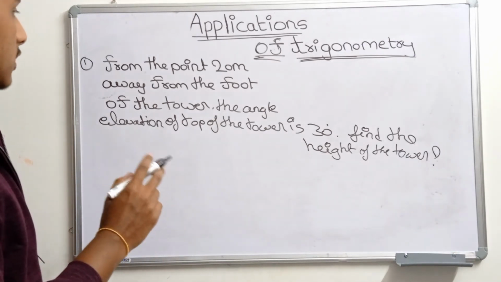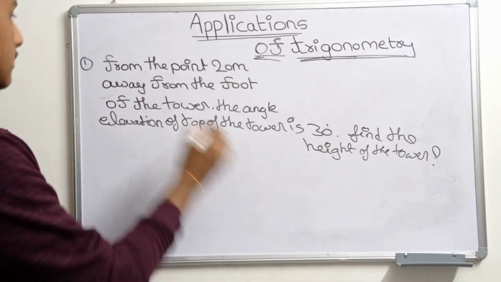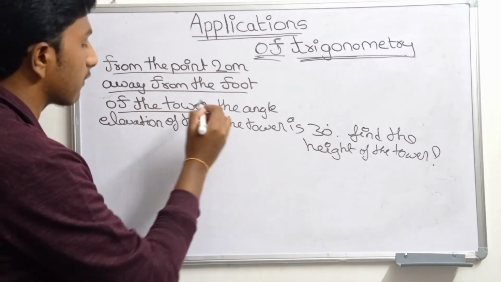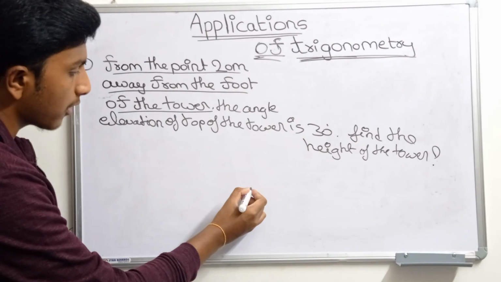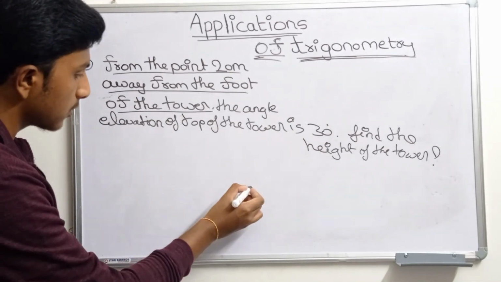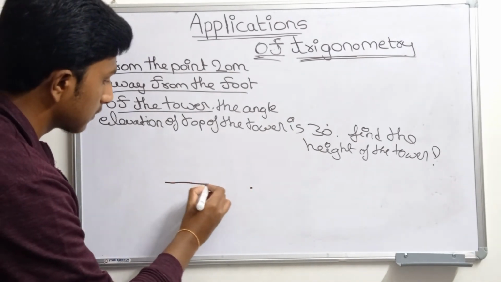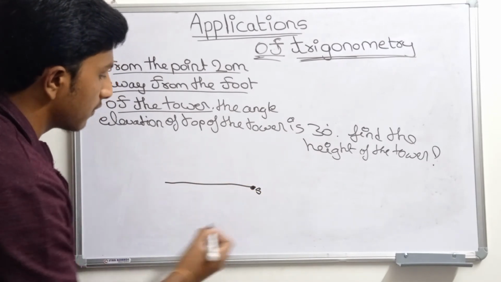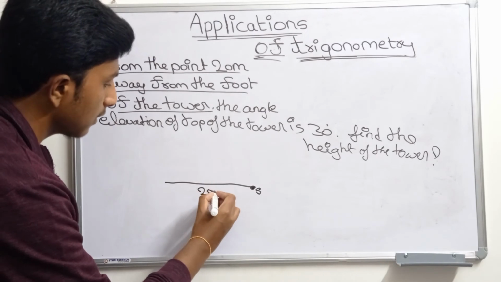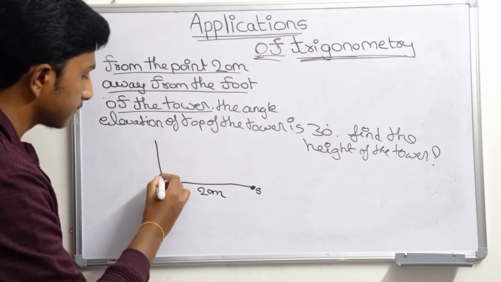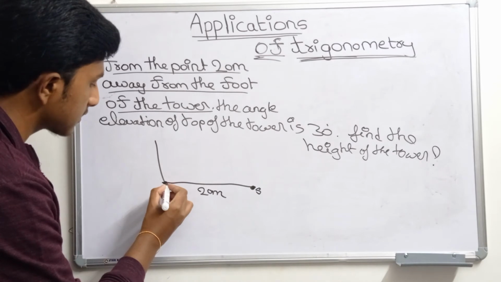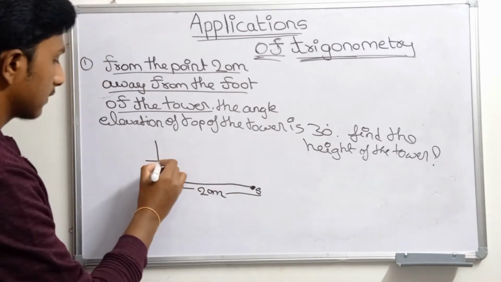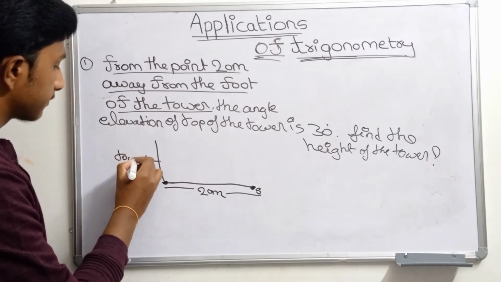From the point 20 meters away from the foot of the tower. This is the first thing. First I am considering a point, which is 20 meters away from the foot of the tower. I am considering this as the foot of the tower, and this is 20 meters away. This is considered as the tower.